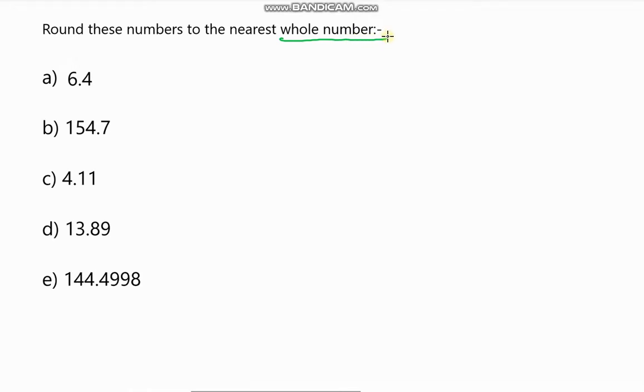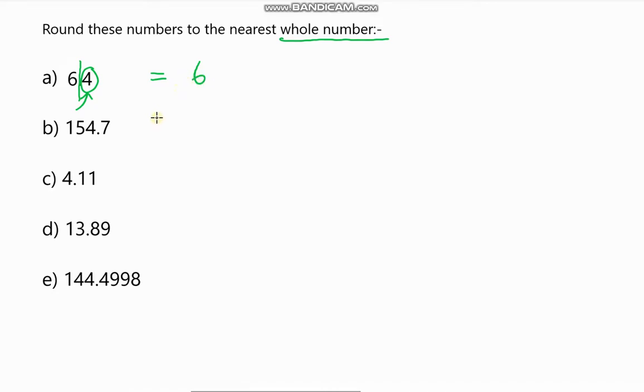Now the first thing to do is just to identify the whole number. So here 6.4, well 6 is our whole number. So we've got 6 units and 4 tenths. So 6 is our whole number. So we draw a line after the 6 and we always focus on the number after that line. So we focus on the number 4. Now remember, if this number is 5 or more, then we would round up to 7. Whereas if it is less than 5, we would round down to 6. And we can clearly see that this is less than 5. So 6.4, when we round to the nearest whole number, is just 6.